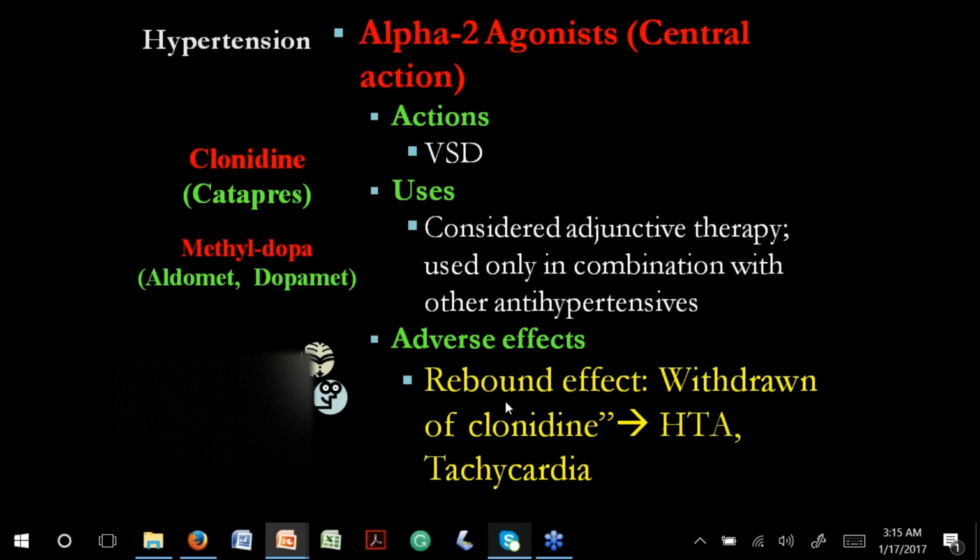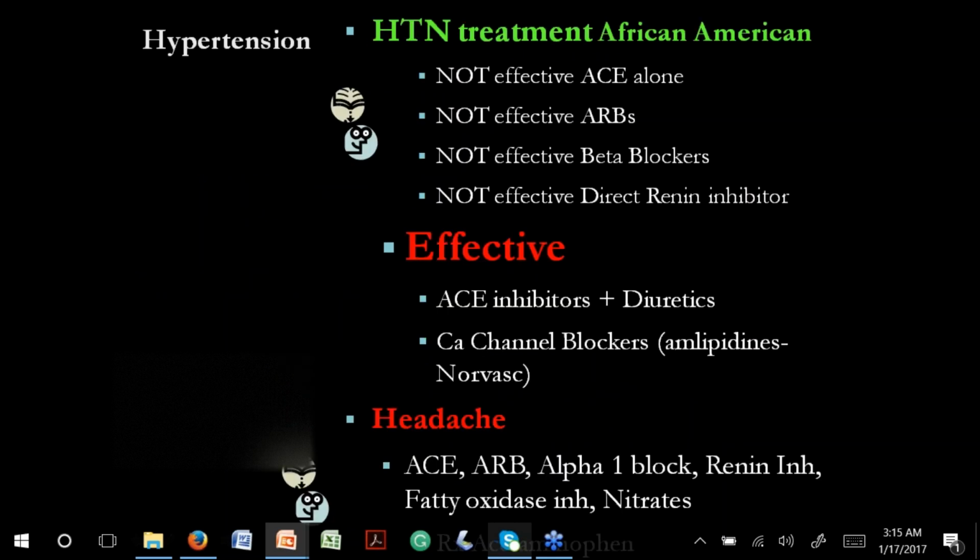This is very important. Catapres or clonidine, the methyldopa, is going to have the rebound effect. If you give the medication and you suspend or stop the medication suddenly, you're going to have a hypertension and tachycardia rebound effect. So that is something that we don't want to happen.